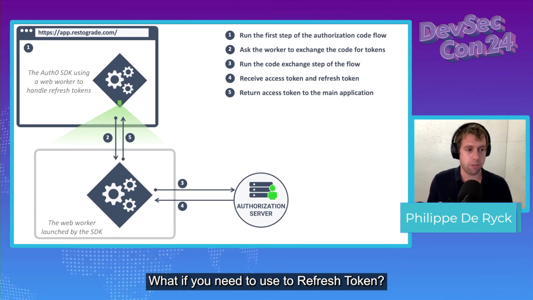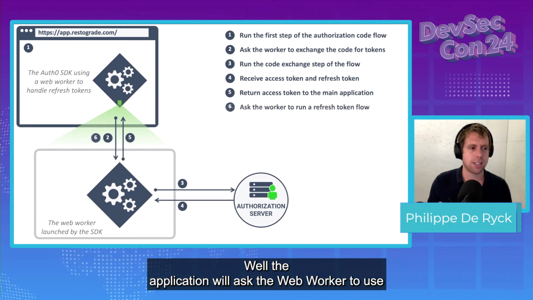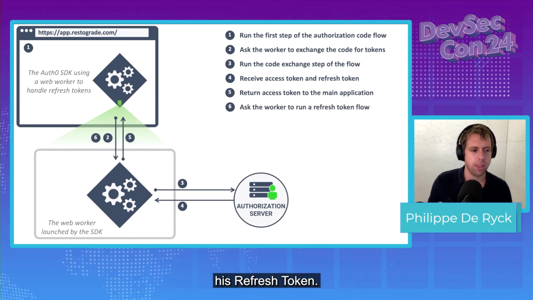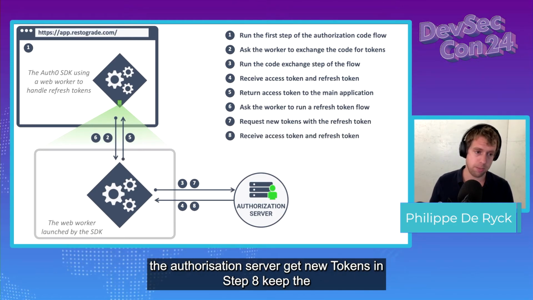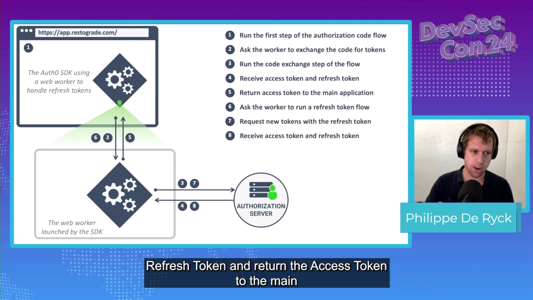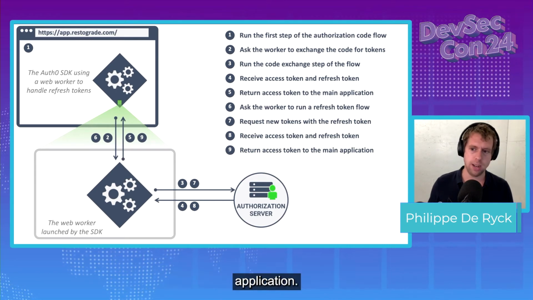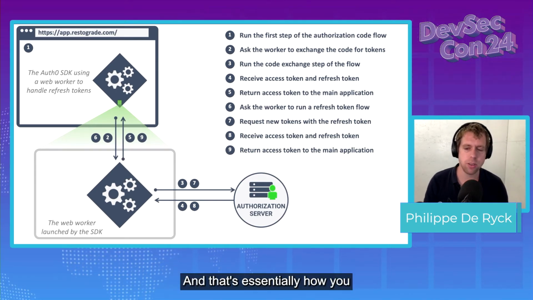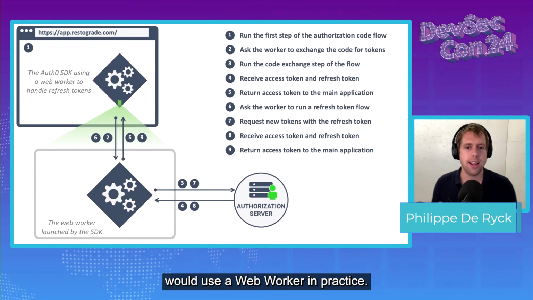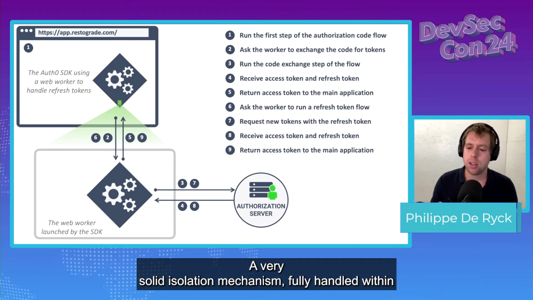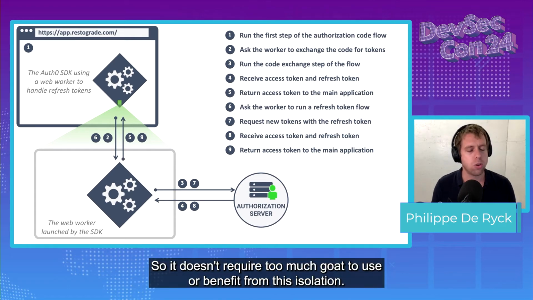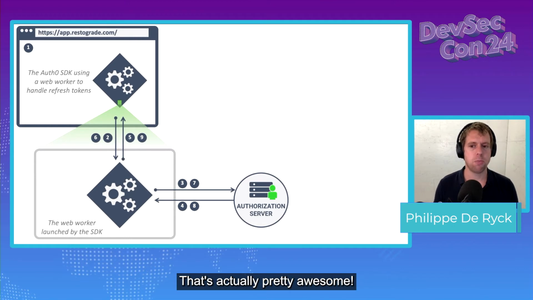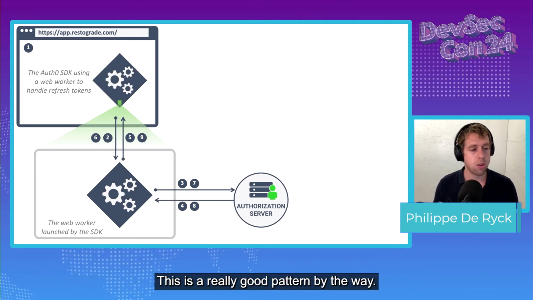What if we need to use a refresh token? Well, the application will ask the web worker to use its refresh token. The web worker will run a refresh token flow with the authorization server, get new tokens in step 8, keep the refresh token, and return the access token to the main application. And that's essentially how you would use a web worker in practice. A very solid isolation mechanism, fully handled within the browser. So it doesn't require too much code to use or benefit from this isolation. That's actually pretty awesome. This is a really good pattern, by the way.